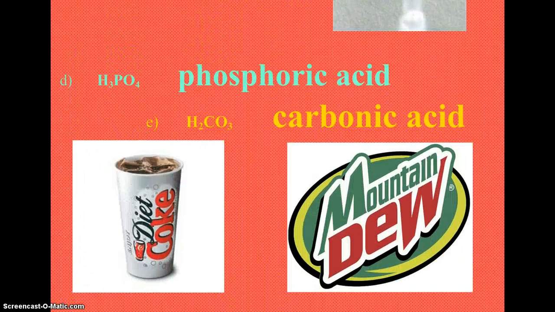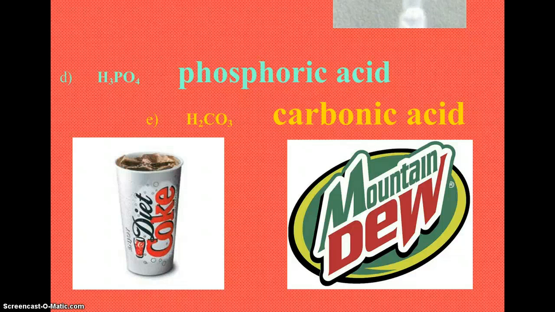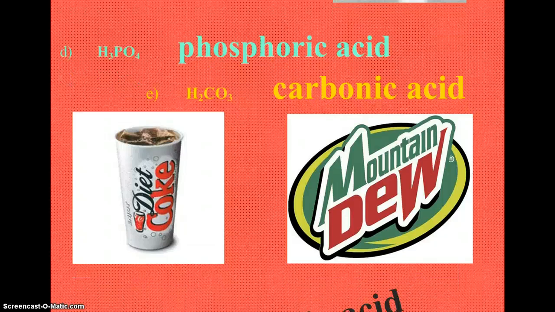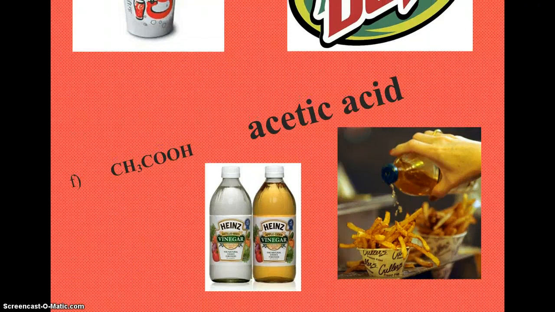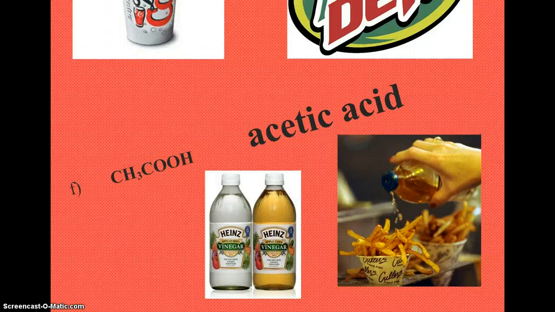PO4 is phosphate, CO3 is carbonate, so we have got phosphoric and carbonic acid. Very, very prevalent in our carbonated beverages, our soda pops. Check out the ingredient lists if you don't believe me. CH3COO is acetate, so that is acetic acid. Acetic acid is the main component of vinegar on your fresh cut fries. CH3COOH is vinegar, or acetic acid. So those are some of the names and formulas for our common acids.